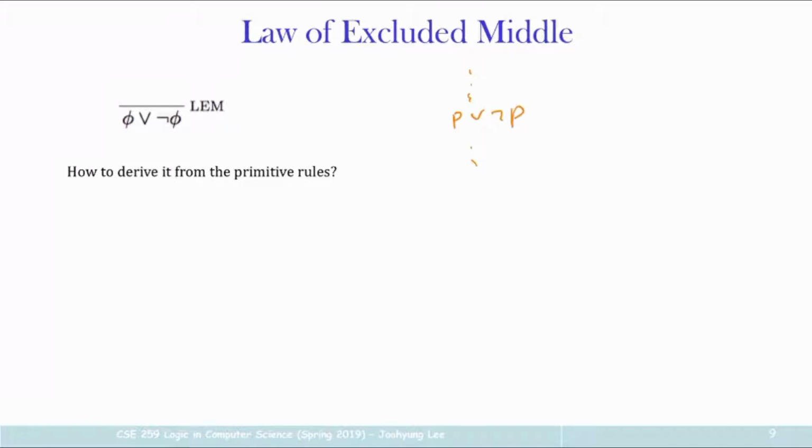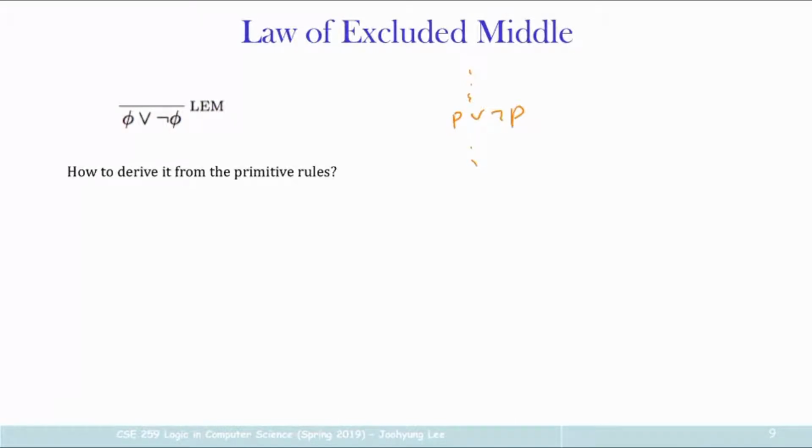Typically, this rule is useful when you have to use OR elimination. So when you have to introduce two cases, for instance, case 1, P is true, and case 2, not P is true. Regardless of this case split, if you can derive the same conclusion, then that conclusion must be true.